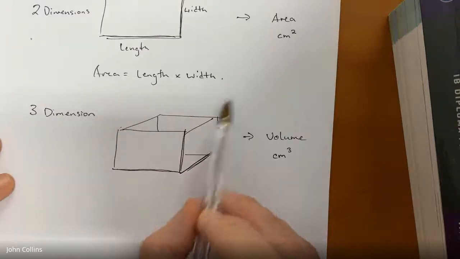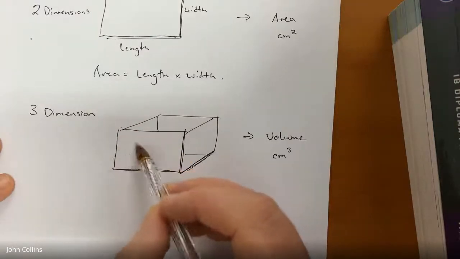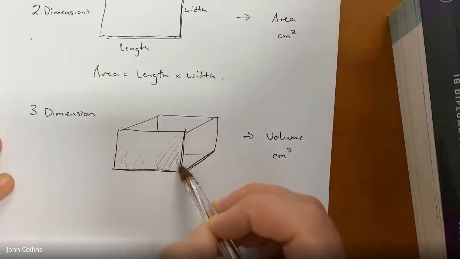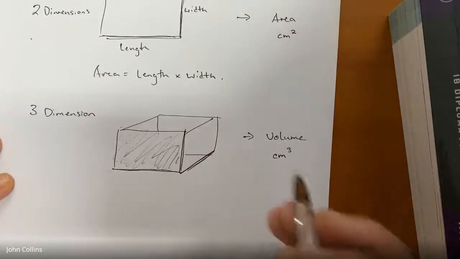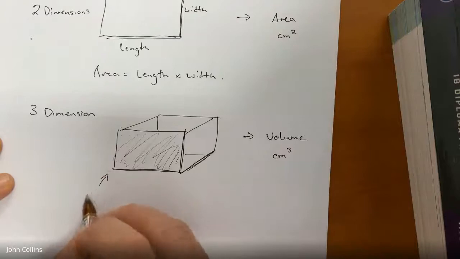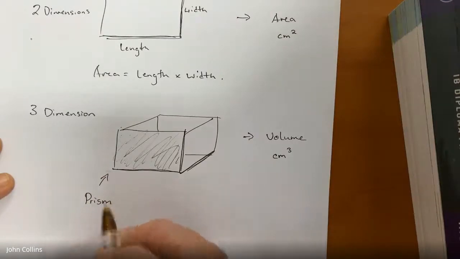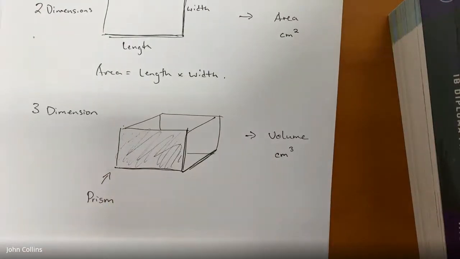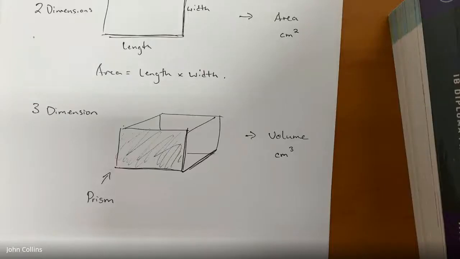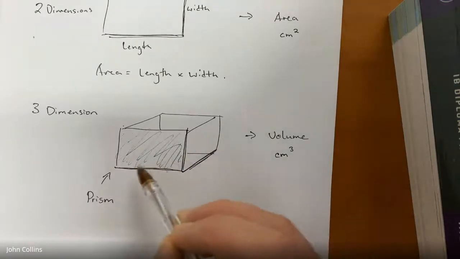If area is length times width, we can get the area of a front of this shape. This shape is called a prism. Does anyone know the definition of a prism? Is it a 2D shape pulled back and forth? Yeah, so a 2D, yeah, that's not a bad explanation. So a prism is a three-dimensional shape that keeps its form throughout.